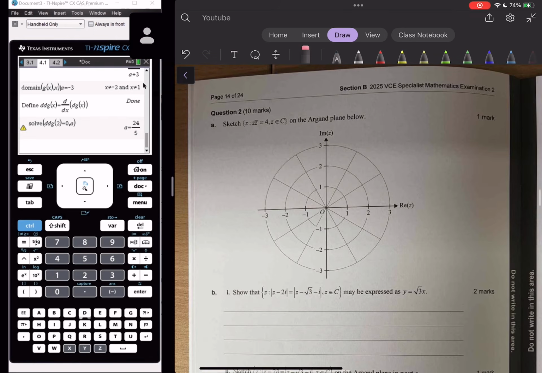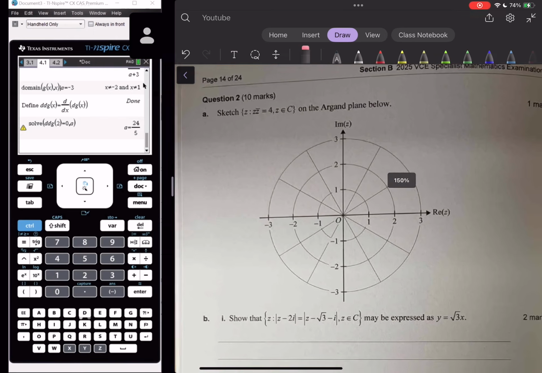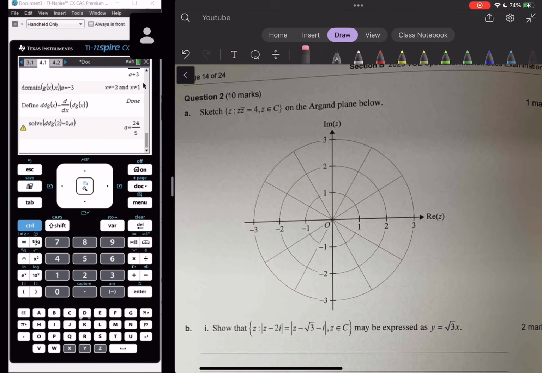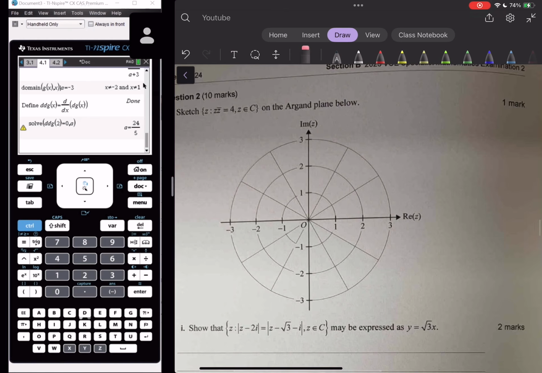Alright. Question 2. So we have some complex subsets here. We want to first of all sketch z bar equals 4. So recall that z times z bar equals mod z squared. So we're sketching mod z squared equals 4, or mod z equals 2. So that's just going to be the circle of radius 2 centered at the origin. Something that looks like that.